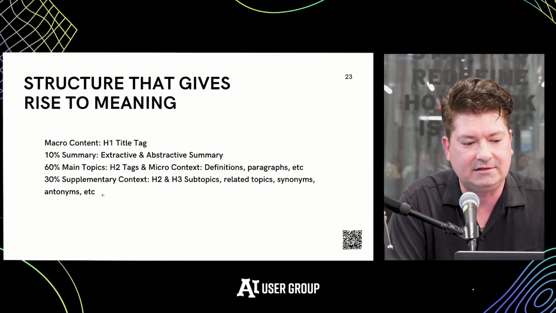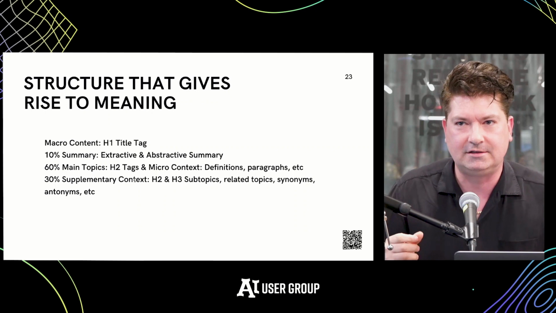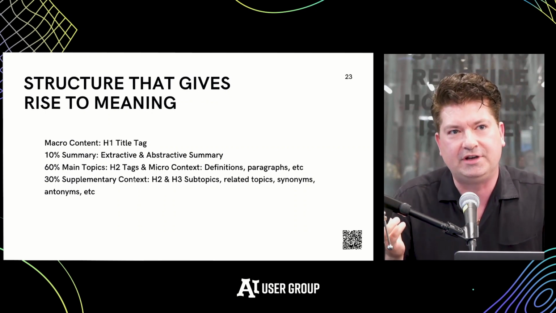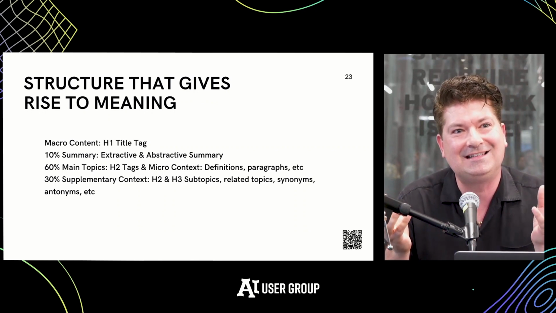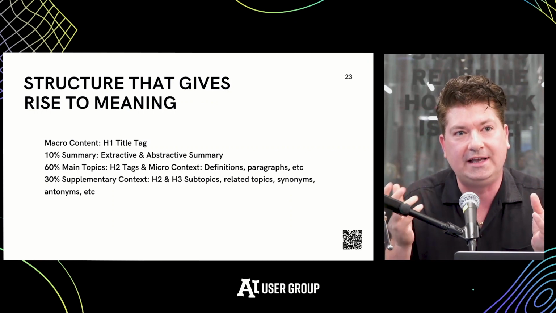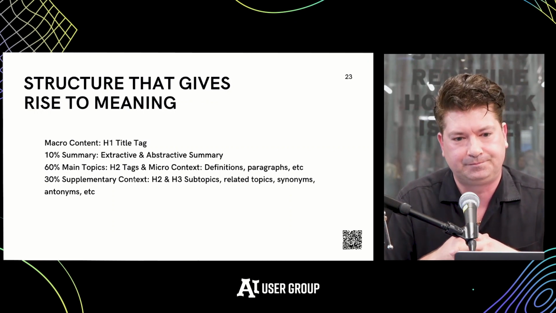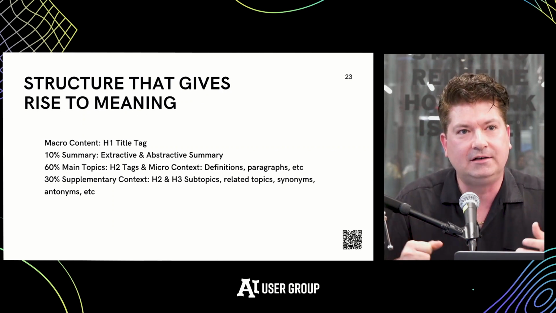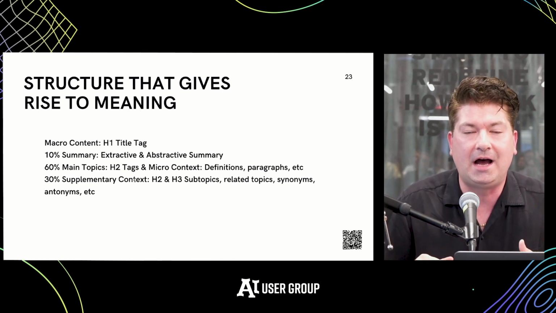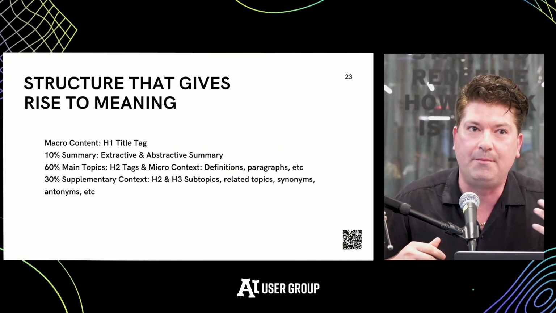And then last but not least, you need to provide supplementary content. So what is supplementary content? That is content that is not about the thing you're talking about, but is related to it. So for example, if you're talking about how to build a good bot, your supplementary content would be about how not to build a bad bot or what a bad bot looks like.